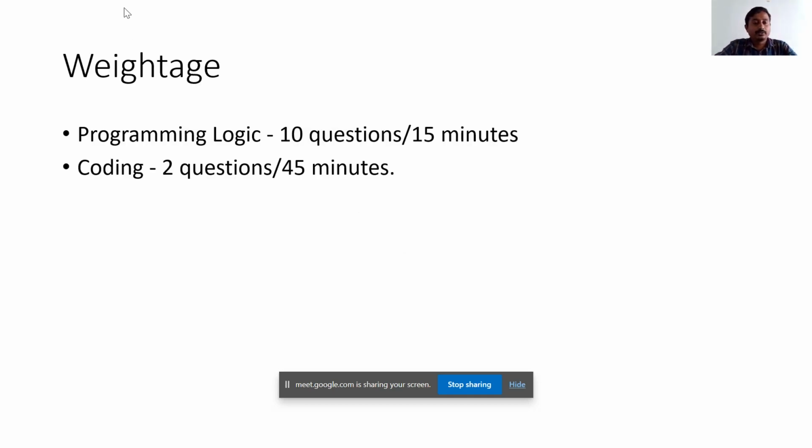So overall weightage of programming is, you may expect 10 questions in the programming logic section, and roughly you will get 15 minutes for that. And in the coding round you will get two programming questions. The first one will be an easy one, and for that you may get around 10 minutes, and the second one will be a little bit harder, and for that you will get around 25 to 30 minutes.